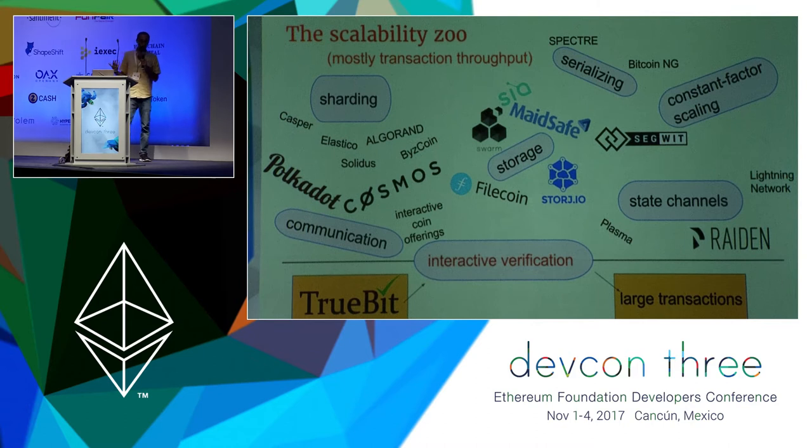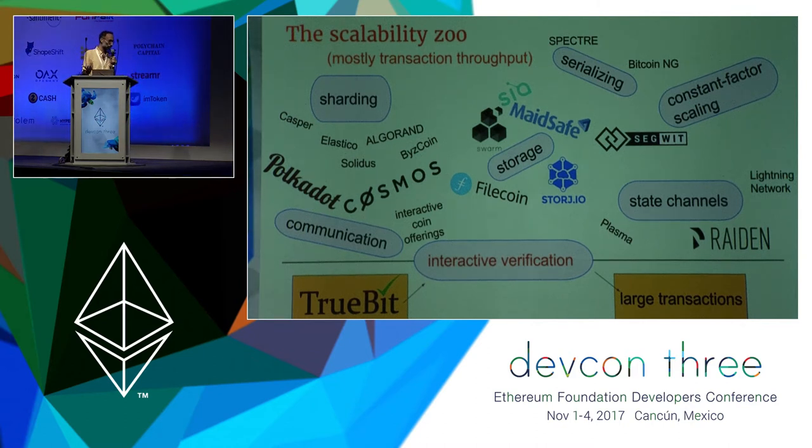So TrueBit is a scalability solution. I'm talking about TrueBit as a scalability solution for computation. But if you look at the storage situation, there are a lot of projects already looking in that space. Most of them are more focused on privacy than data availability, but there is interesting stuff going on in the storage department. In fact, there's interesting stuff going on everywhere. I guess that's why we're here.